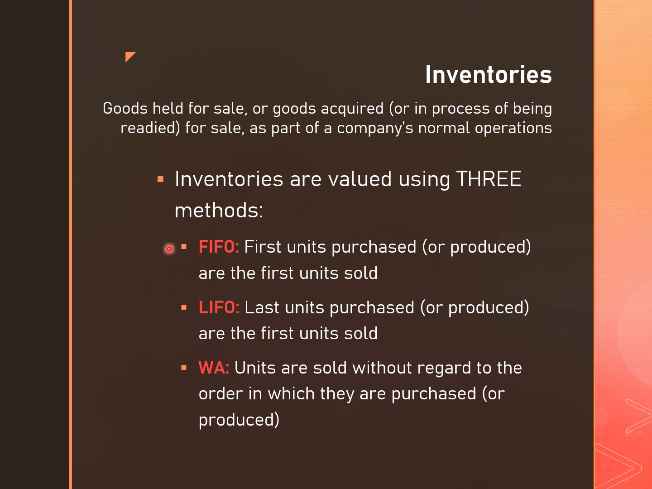So, semua orang tahu kot FIFO. FIFO adalah first in, first out. Which the first unit yang you purchase ataupun you produce, you akan jual yang tu dulu. Kalau LIFO, your last unit yang you beli ataupun yang you produce, you akan jual yang tu dulu. Kalau weighted average ni, dia jual je tanpa kisah yang mana-mana dulu. Okay? Sebab dia punya cost lah weighted average.